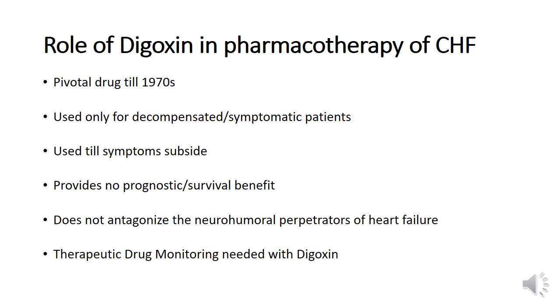This is because digoxin does not antagonize the neurohumoral perpetrators of heart failure like sympathetic overactivity, like overactivity of the renin-angiotensin-aldosterone system. Now, whenever I use digoxin in symptomatic patients, therapeutic drug monitoring is needed because digoxin is a drug with low therapeutic index. That means whenever we use digoxin in patients of heart failure, you should always expect toxicities of digoxin.